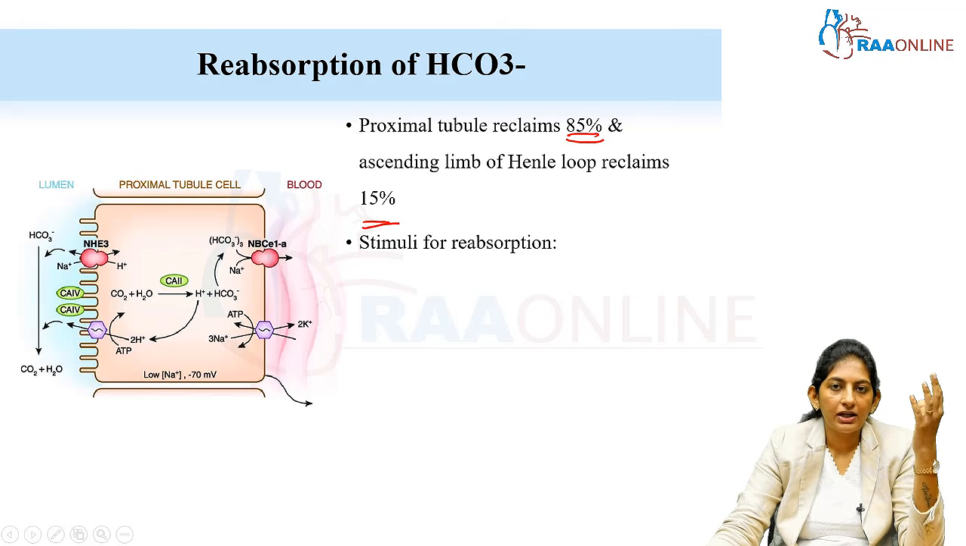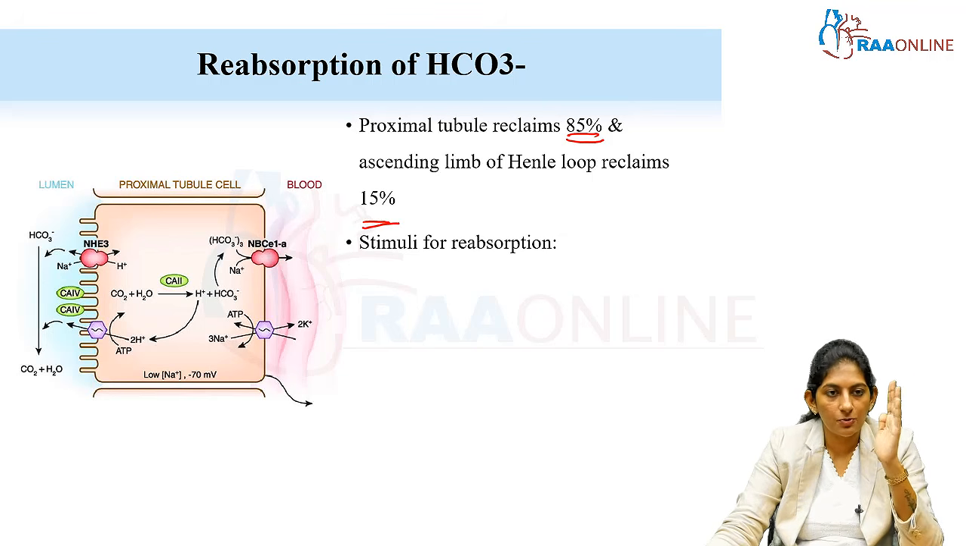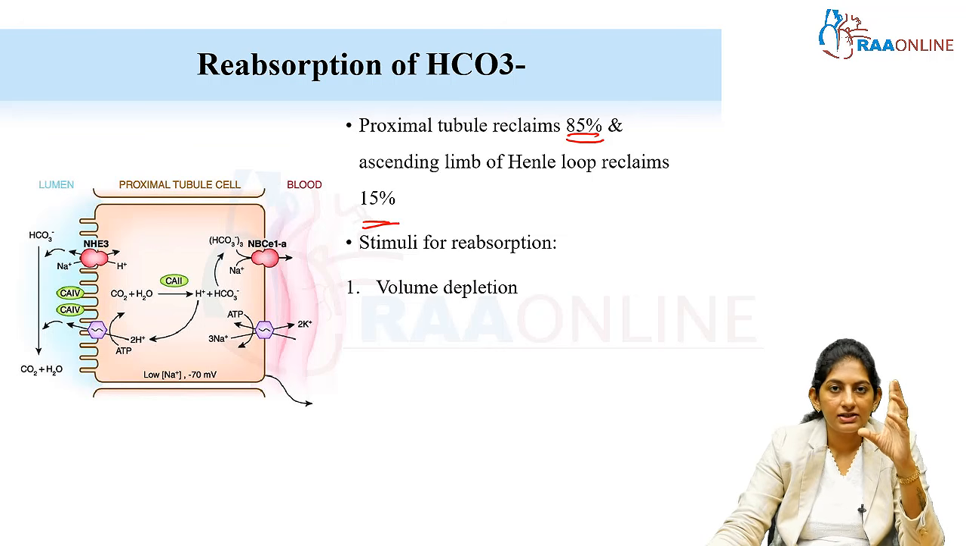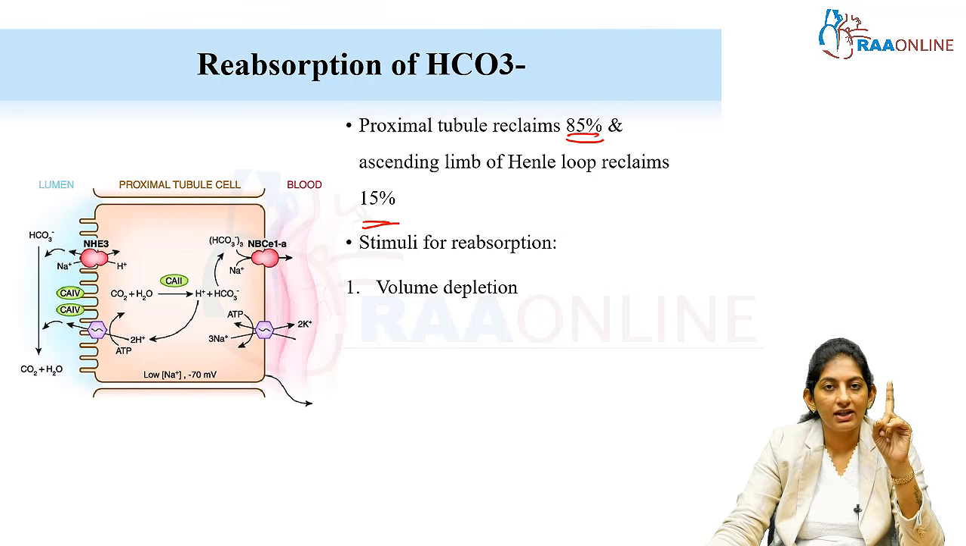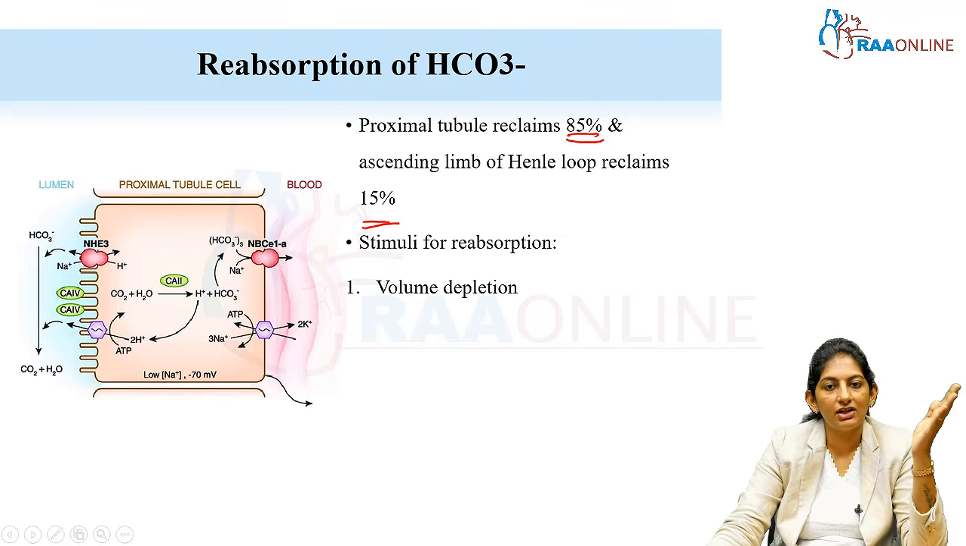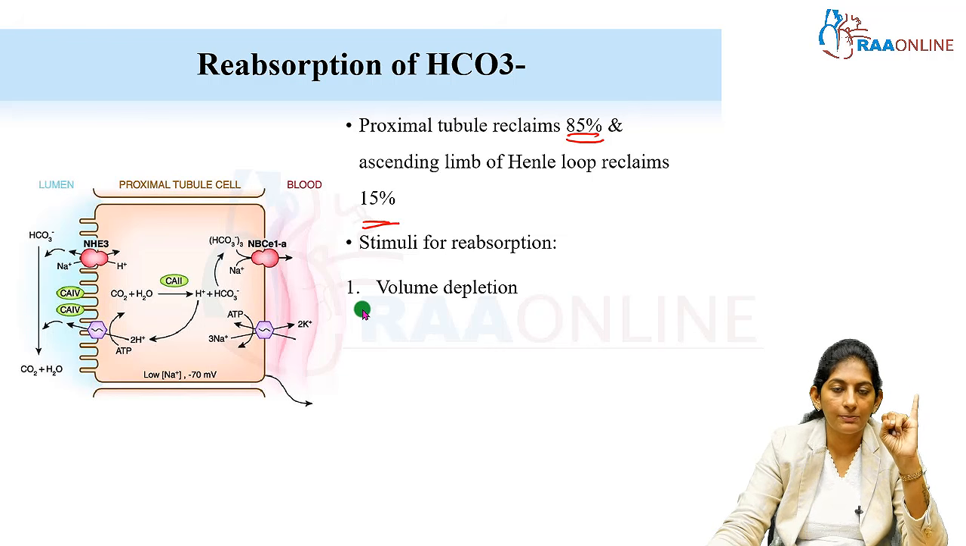Normally 85% of bicarbonate reabsorption happens in the proximal tubule, but when there is a volume depleted state, we talked about metabolic alkalosis. We have a presentation on metabolic acidosis and metabolic alkalosis, where we talked about chloride responsive metabolic alkalosis, which is a volume depleted state. Whenever there is volume depletion, the body will try to regain bicarbonate, so it will reabsorb bicarbonate in the proximal tubule. So first, a volume depleted state is a stimulus for reabsorption.